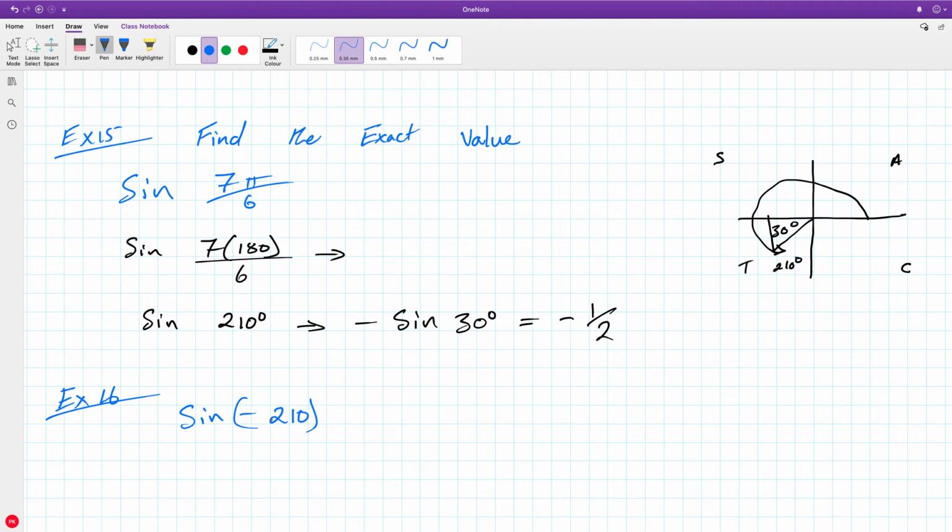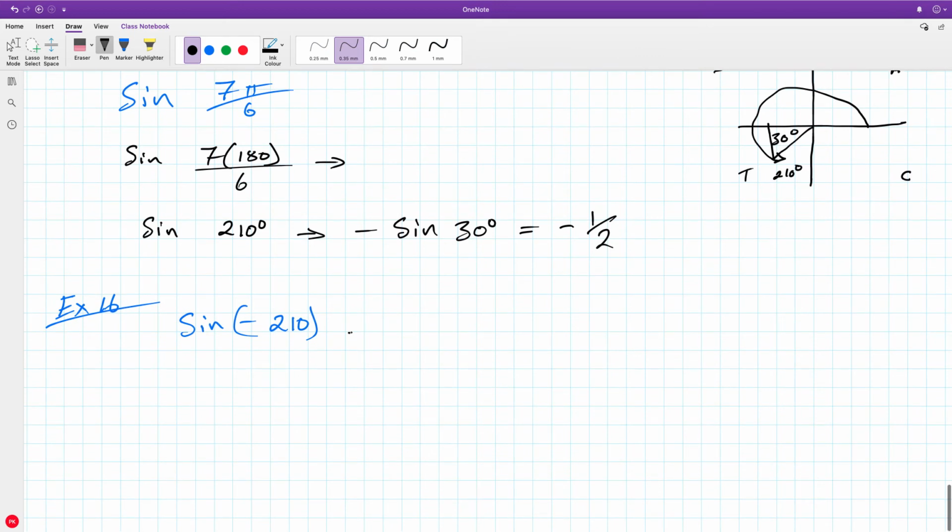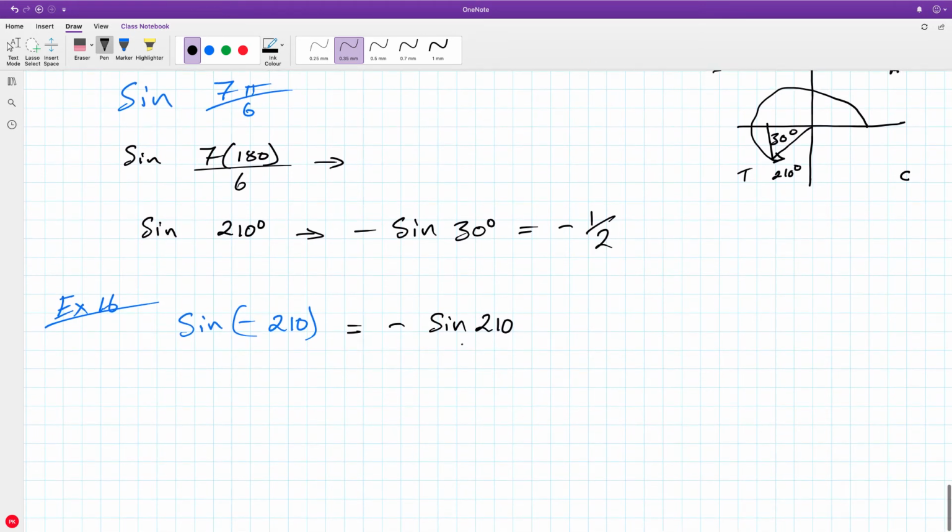Sine of a negative angle though, and tan of a negative angle, you must go the other way around the circle. You must go clockwise. So what I mean by that is, for the sine of minus 210, that is equal to minus the sine of 210. Is that alright?